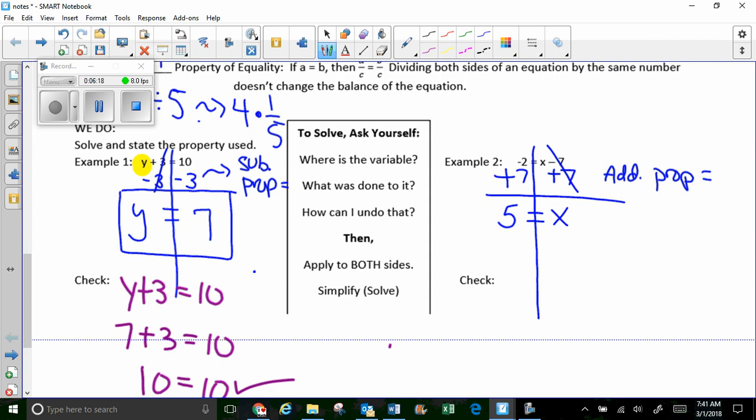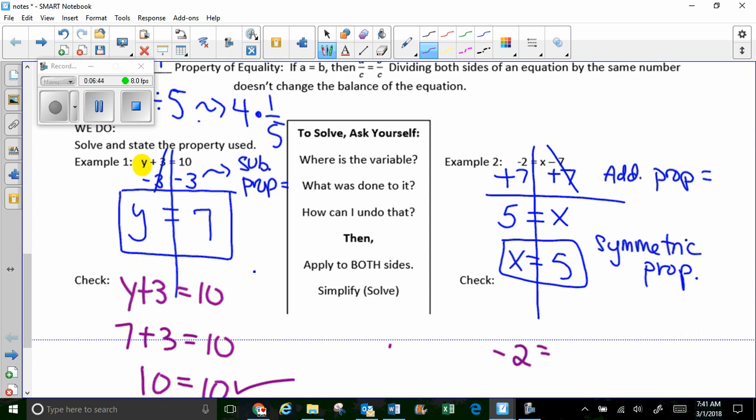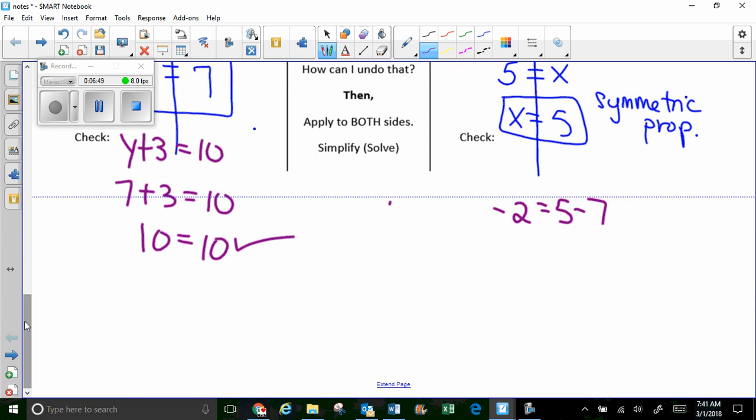And a lot of us will be tempted to do one more step and flip that around to say x equals 5. What property allows me to flip across an equal sign? That is the symmetric property. Not to be confused with commutative property. Commutative property says you can flip across addition or multiplication. Alright, last step we need to check. So I'm going to go back to the original problem, negative 2 equals x minus 7. Instead of x, I'm going to put 5, since I believe that x is 5. And I'm going to make sure the left side equals the right side. So 5 minus 7 is negative 2. Negative 2 equals negative 2. So the solution is correct.